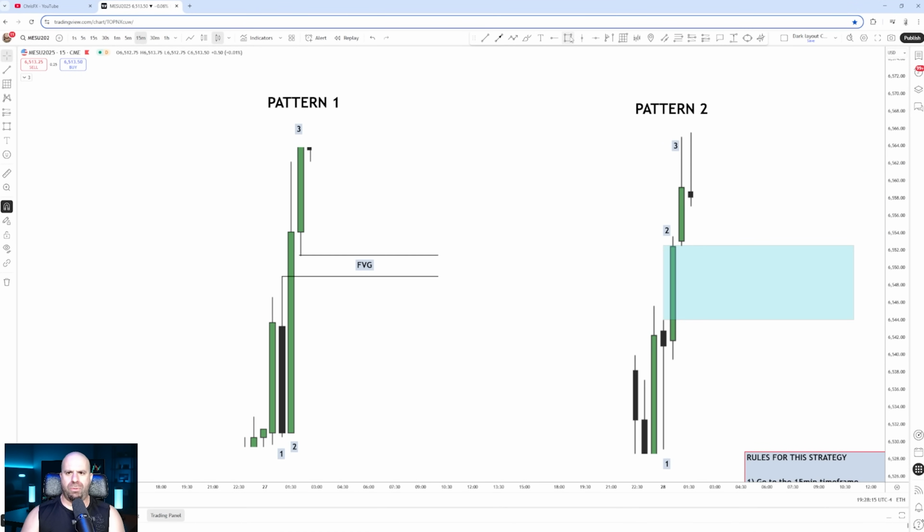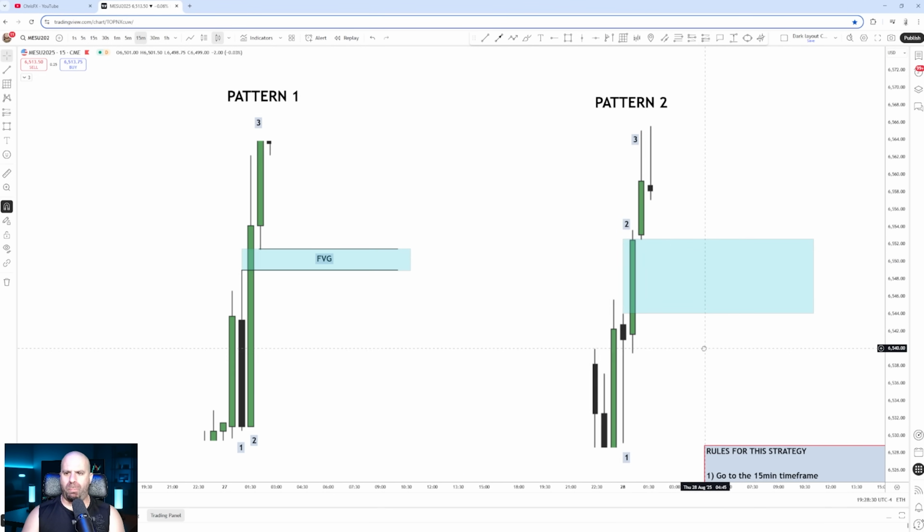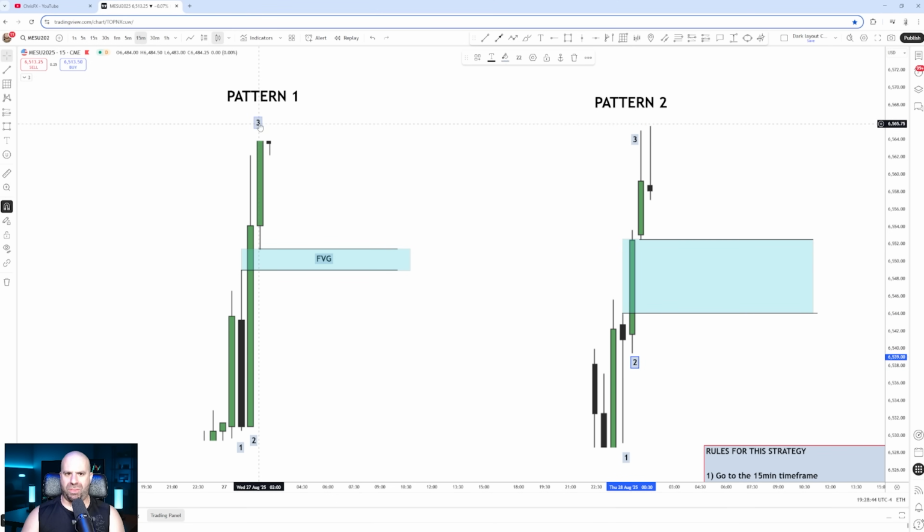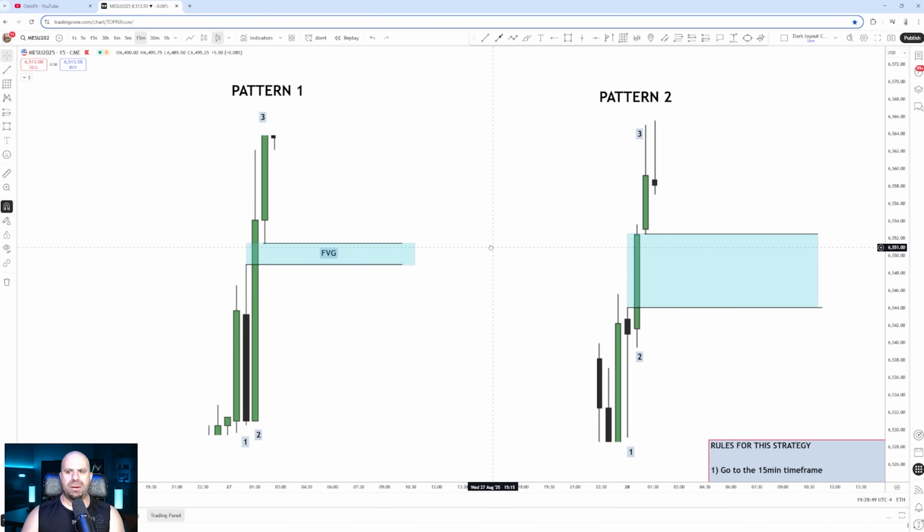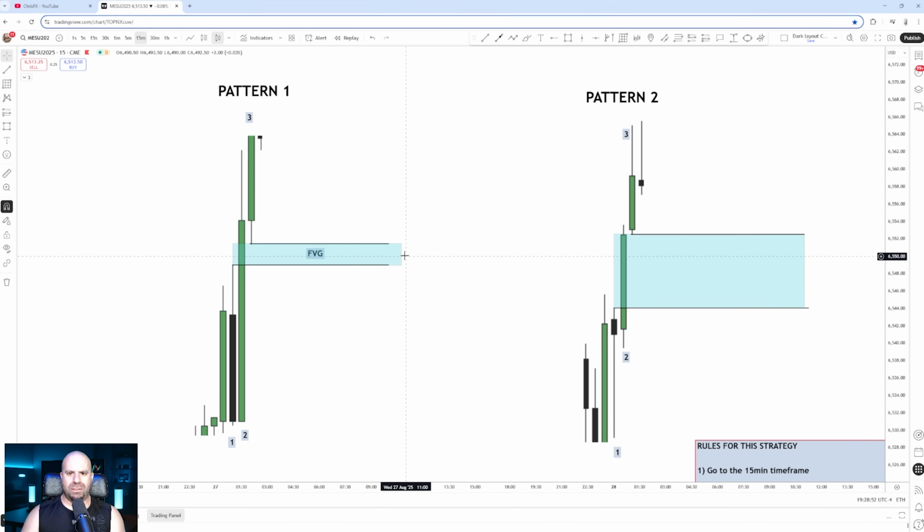Let's continue. Now there is a difference between pattern number 1 and pattern number 2. The difference has to do with only one thing, with the distance of the bottom part of the fair value gap and the bottom of candlestick number 2, guys, out of the 3 that created the fair value gap. So we have candlestick 1, 2, and 3, and 1, 2, and 3. But look right here at the first pattern.